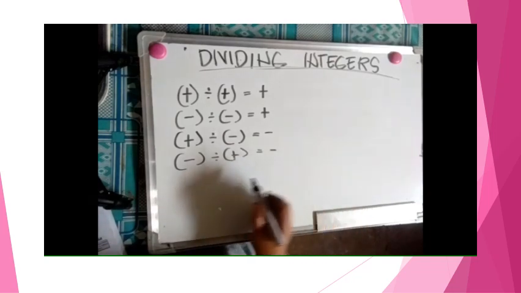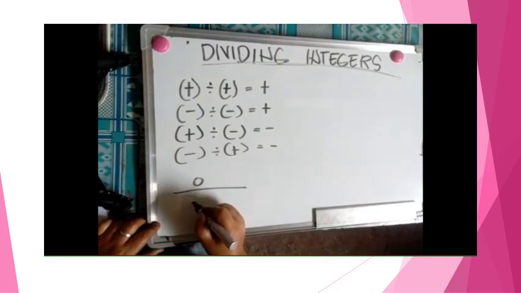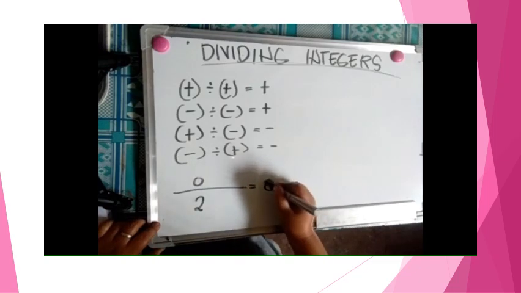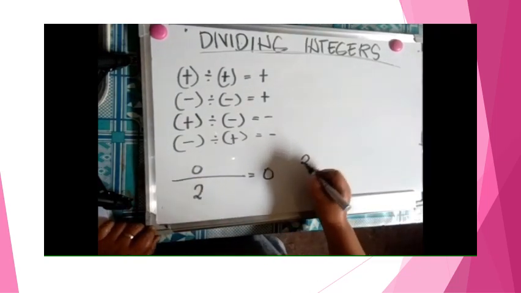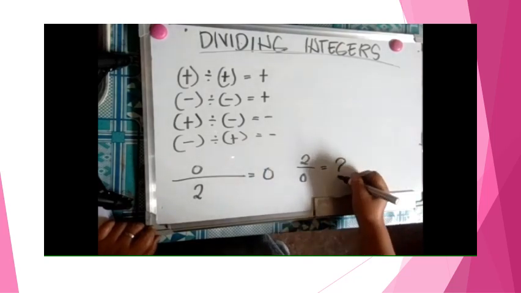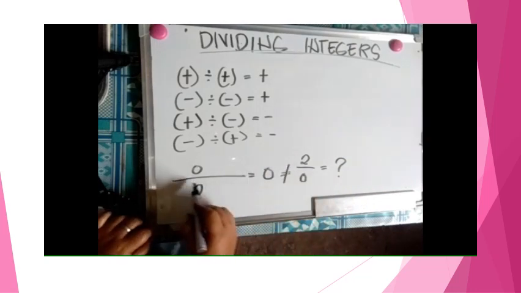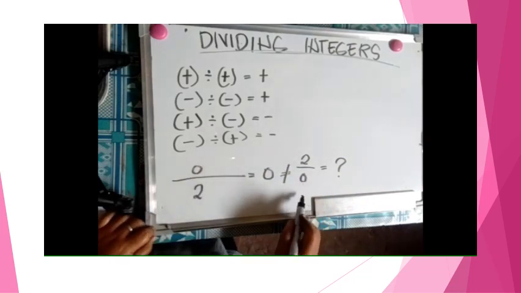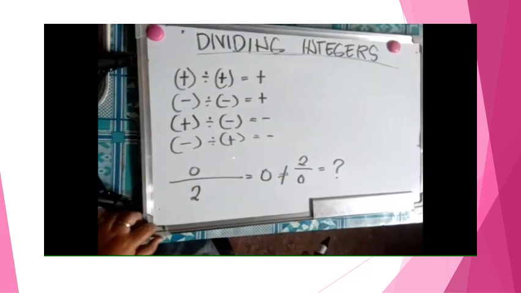Okay? So, for example, 0 by a non-zero number, for example 2. The answer is 0. But if 2 is divided by 0, the answer is undefined. They are not equal. 0 divided by 2 and 2 divided by 0 are never equal. Okay? This is another rule in dividing integers.